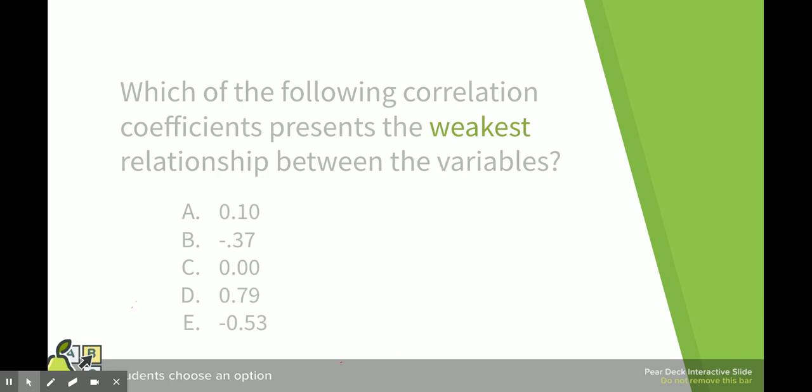One more. This one I already kind of told you. Which one presents the weakest relationship? The correct answer is 0.00 because it's closest to 0. If you have questions, make note of it so that I can explain to you. I'm going to ask if there's any questions so I can explain to you on Thursday or Friday when I see you.